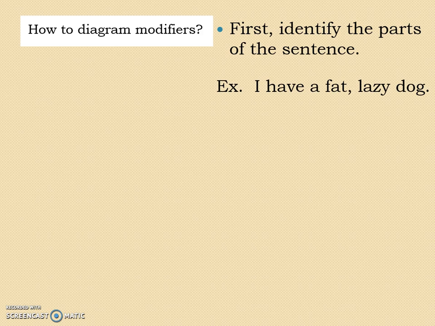In the example sentence, "I have a fat, lazy dog," we begin by identifying the verb, have, which is an action verb. Next, we look for the subject by asking the question, who or what have? The answer is I. I is a pronoun, so we will box it in orange and label it S for the subject.